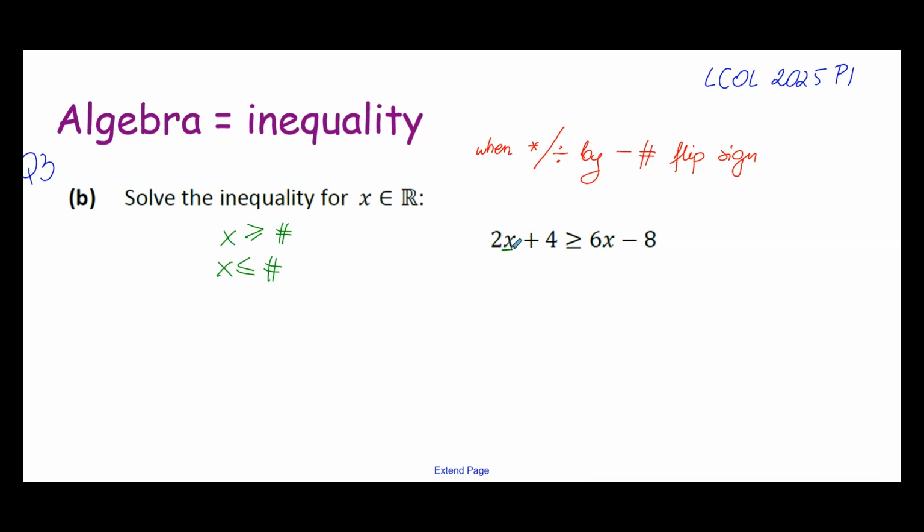X on one side: I have x here, I have x here. So let's move that x here, and then let's move this number here. So this side of the equation I have 2x, move 6x to the other side. The principle is the same: change the sign to the opposite, copy my sign. I have minus 8 here, I move 4 to the other side, change the sign, minus 4.